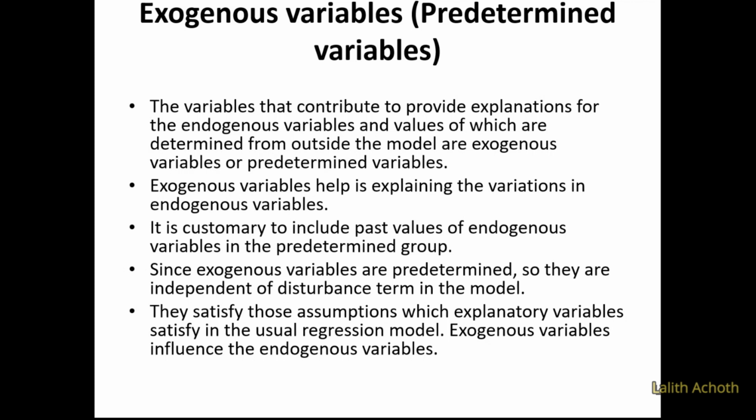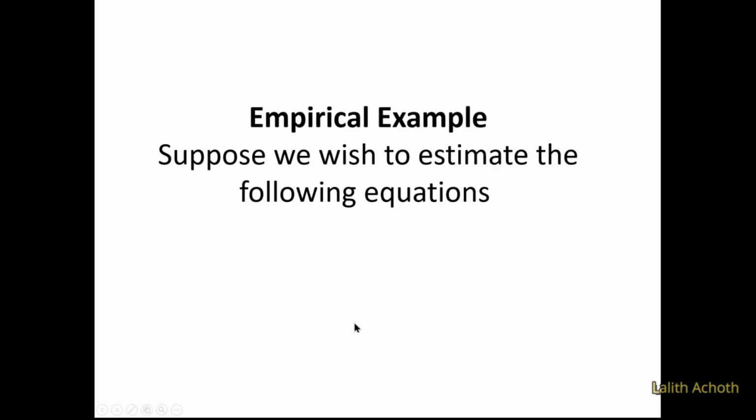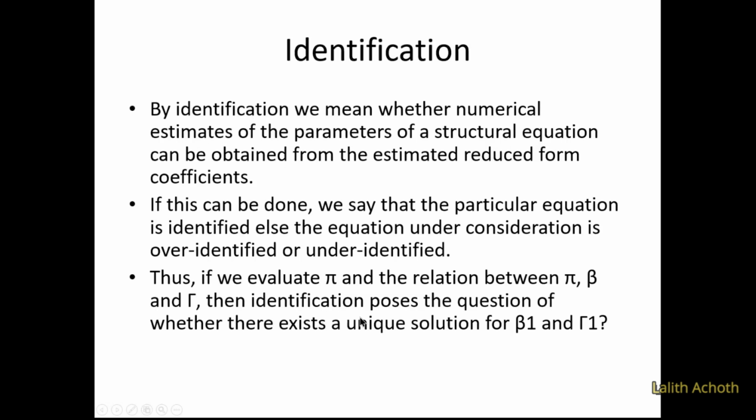It is customary to include past values of endogenous variables in the predetermined category. So wherever you're using a lag-dependent variable, that will be treated as an exogenous variable. Since exogenous variables are predetermined, they are independent of the disturbance term in the model. So they satisfy those assumptions which explanatory variables satisfy in the usual relation. Exogenous variables influence the endogenous variables. So this is a little bit of theory which you can read. Okay. Now let us move straight into an empirical example. Many of these concepts will get clarified there.